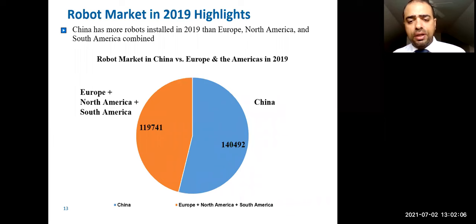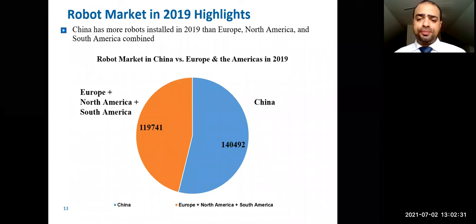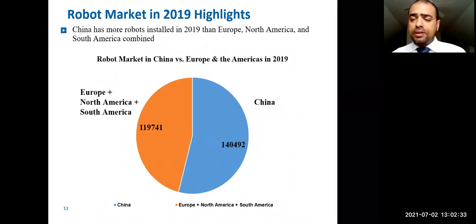For instance, just to give you a comparison, in 2019, if we take one of the East Asian countries, China, the biggest country in East Asia, compared to if you take Europe, North America, and South America all together, including the US and Germany, which are the biggest two nations in these continents in terms of industry, China still has a bigger market than all these three continents together.